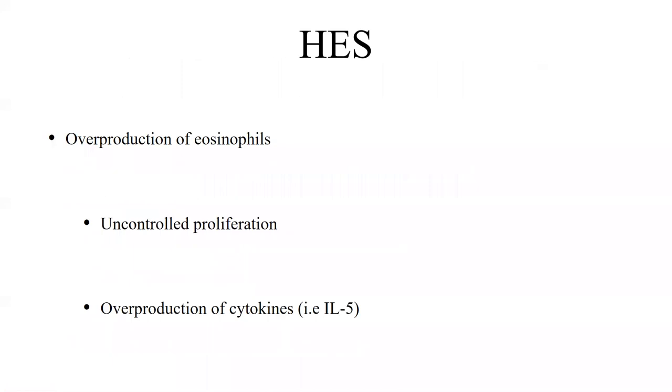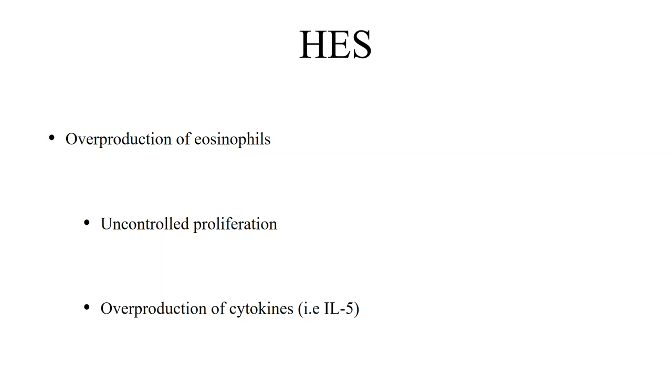Now the pathophysiology is very complex. It's not completely understood yet, but the general overarching theme is there's a dysregulation. Either there's uncontrolled proliferation or overproduction of cytokines, and that can cause a clonal expansion of the eosinophils. The mediators that I talked about before, IL-3, IL-5, and the colony stimulating factor, can all be involved as well. Basically, the uncontrolled regulation causes overproduction of them.